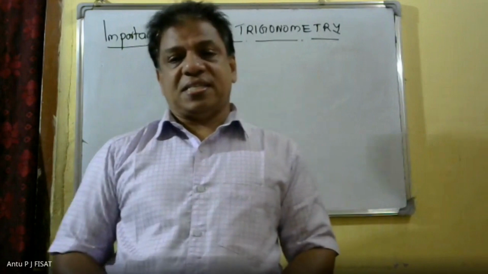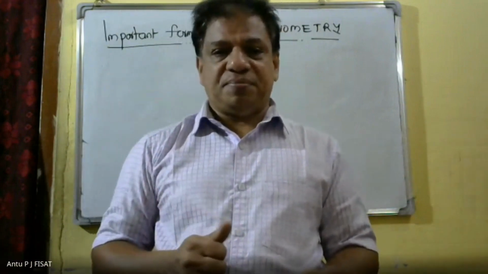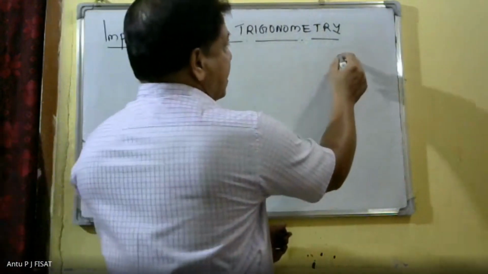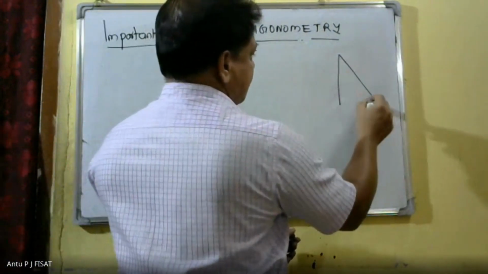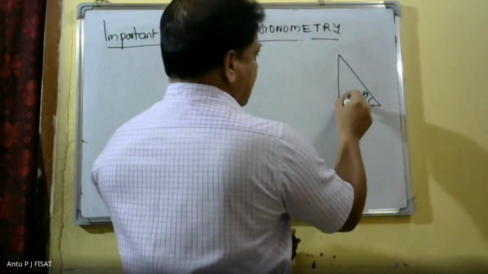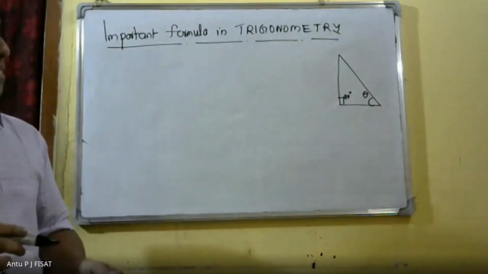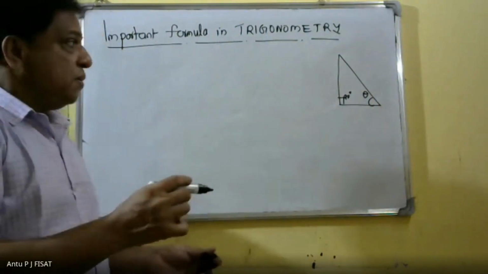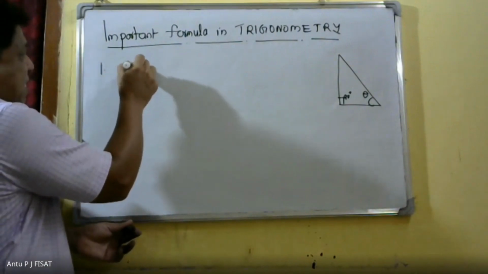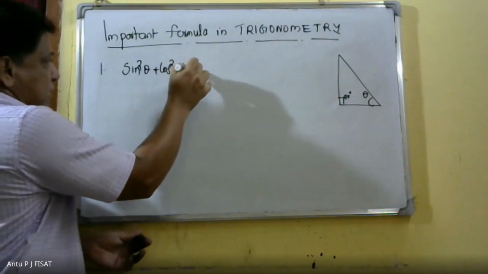Today we will discuss important formulas in trigonometry. We draw a right angle triangle. This is angle theta. This is 90 degree. Based on this right angle triangle, we can write one formula, that is sin square theta plus cos square theta is equal to 1.